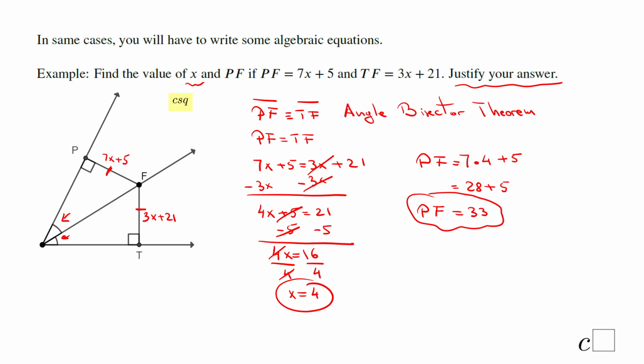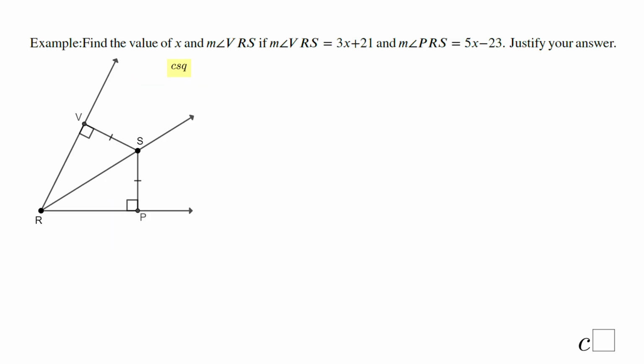Okay, so let's move to the next example. In this one, we need to find the value of x, if the measure of angle VRS, this angle, is 3x plus 21, and the measure of angle PRS, this angle, is 5x minus 23. Now, if you notice, I mark these angles the same. Why? Because RS is the angle bisector of the angle VRP.